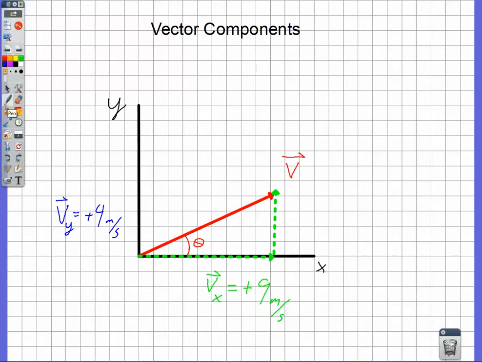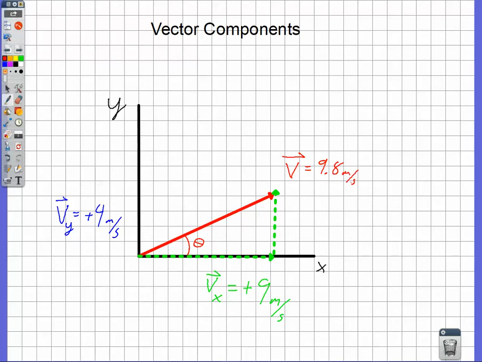So we don't know the magnitude of vector v, right? All we know is the magnitude of its components, but it's a right triangle, right? So we can use, what is that thing called? Pythagorean theorem. We've got 9 squared plus 4 squared. We take the square root of that, and we end up with a magnitude of about 9.8. And that's just a coincidence that it's the same number as the acceleration due to gravity. But it's about 9.8 meters per second.